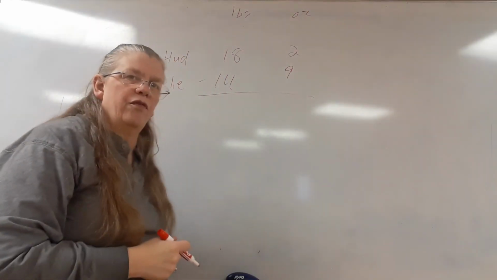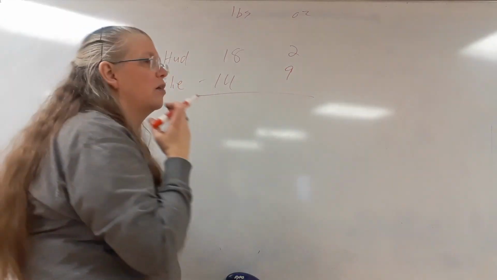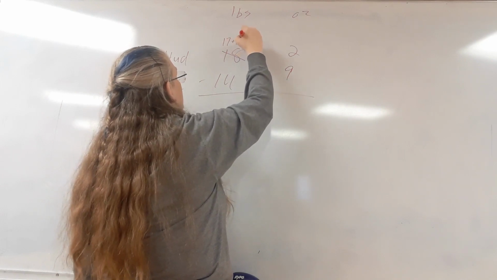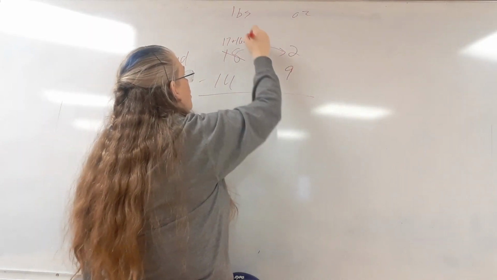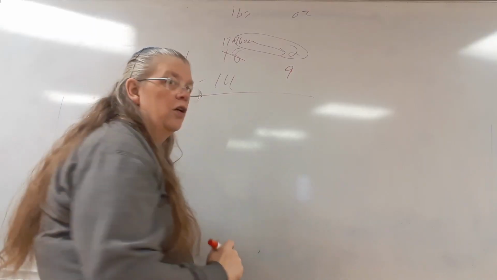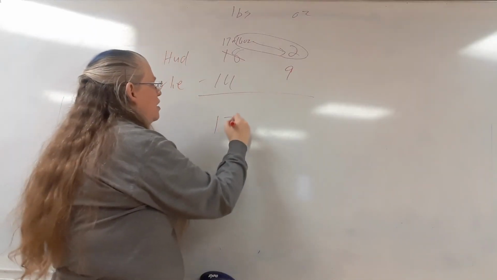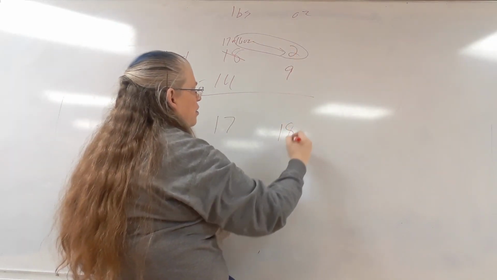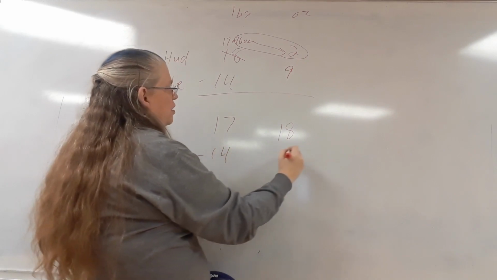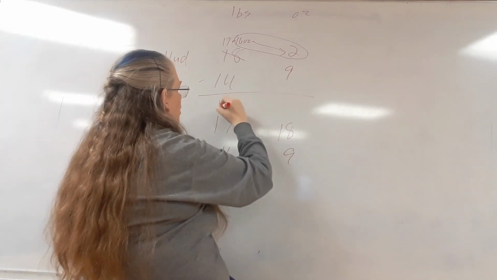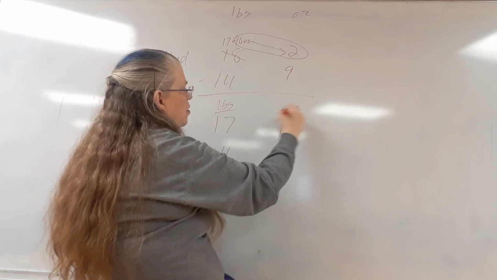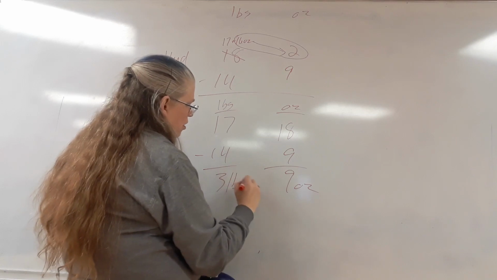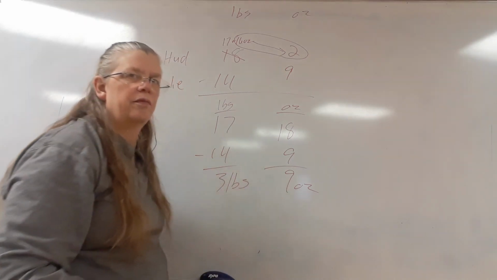We cannot subtract 9 from 2, so we have to break one of these pounds down into ounces. So we change this 18 pounds to 17 pounds, 16 ounces. And then add the 16 ounces to the 2. So now we have 17 pounds, 16 plus 2 is 18 ounces, minus 14 pounds, 9 ounces. All right, so now we have 9 ounces and we have 3 pounds. So our answer is 3 pounds, 9 ounces.